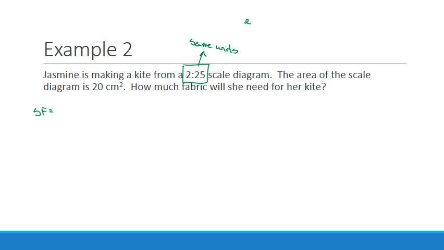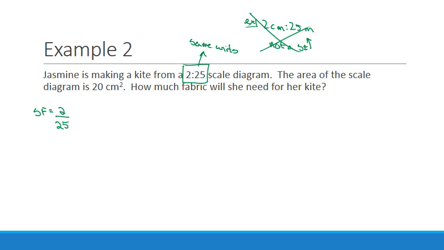So it'll either say something like this: if it said 2 centimeters to 25 meters, then that would not be a scale factor. Not a scale factor in that one. But in this one, because they don't mention the units, that's also my scale factor. So 2 over 25. Okay, so that's just a fraction. That's okay.